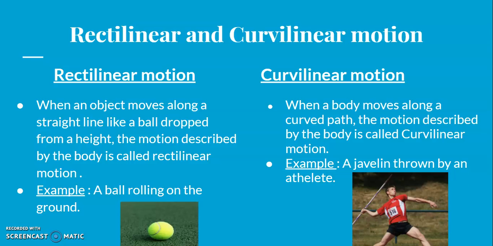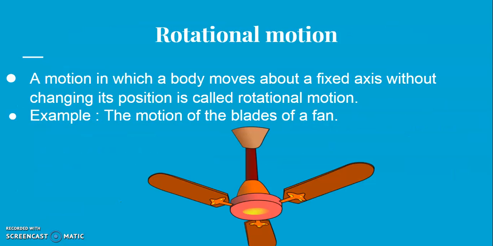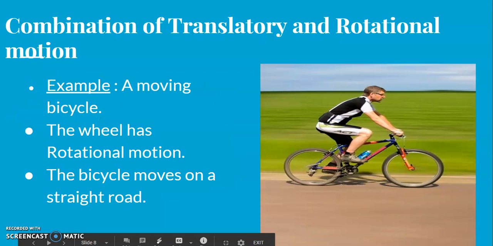Curvilinear motion: when a body moves along a curved path, the motion described by the body is called curvilinear motion. For example, a javelin thrown by an athlete. Rotational motion: a motion in which a body moves about a fixed axis without changing its position is called rotational motion. For example, the motion of the blades of a fan.